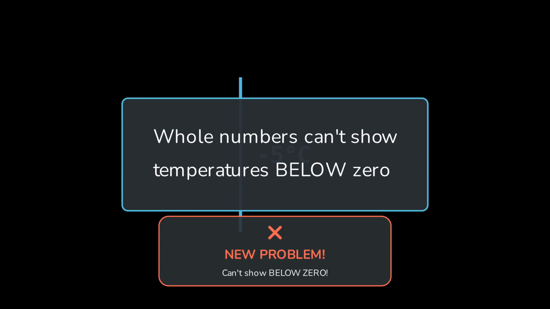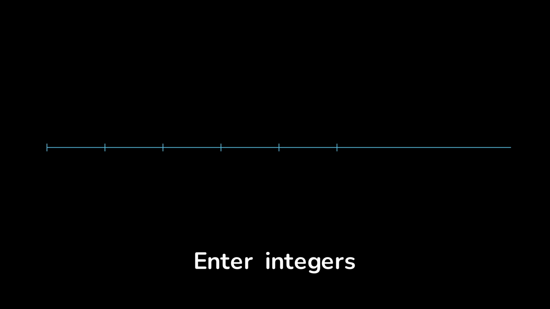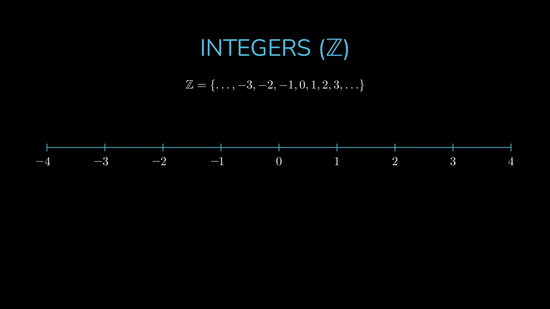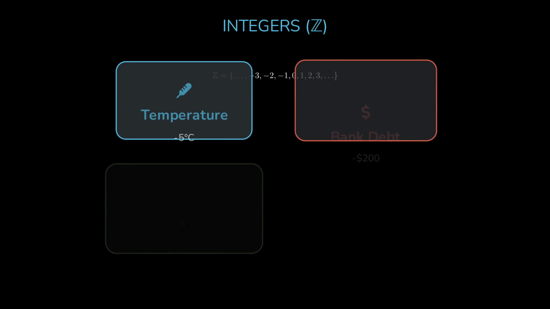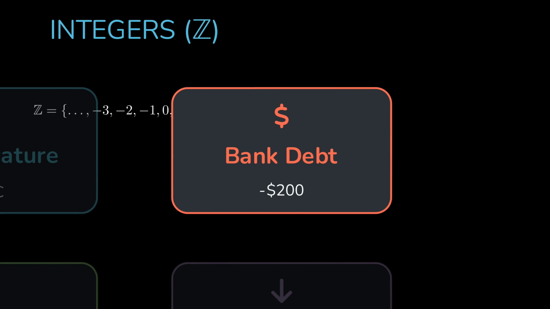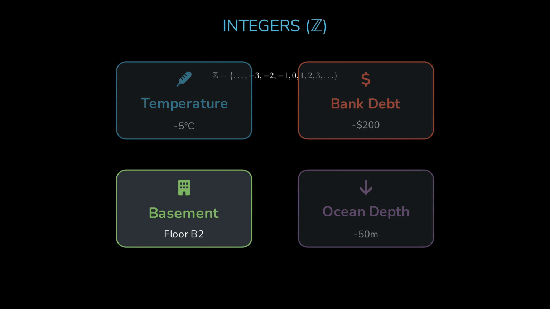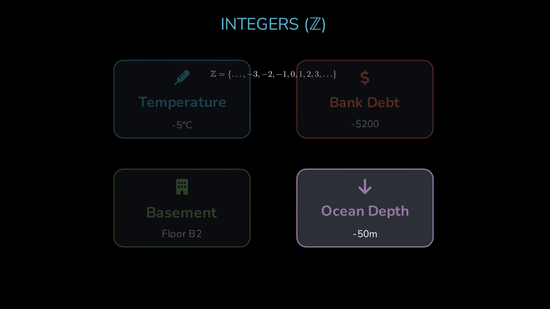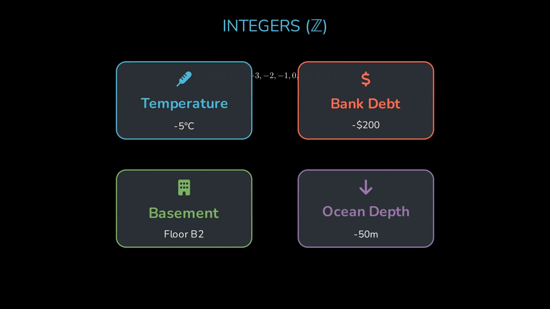New problem. Enter integers. We extend the number line to the left, adding negative numbers. -3, -2, -1, then 0, then 1, 2, 3. Now we can show temperatures below 0 like -5 degrees Celsius, bank account debt like -$200, floors below ground level like basement 2, elevations below sea level like -50 meters. Every problem we've seen? Solved.